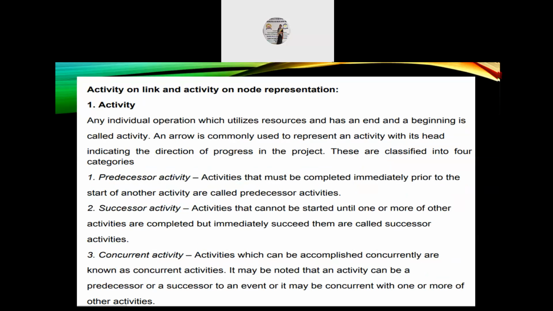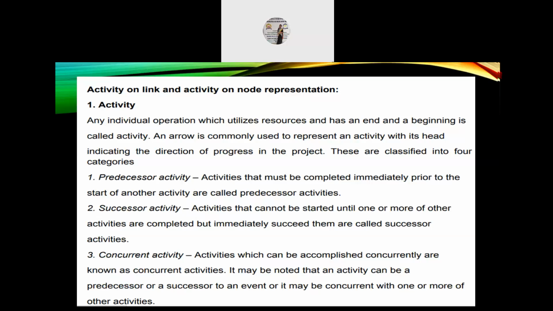Next topic, activity on link and activity on node representation. The first one, activity. An individual operation which utilizes resources and has an end and a beginning is called an activity. An arrow is commonly used to represent an activity with its head indicating the direction of progress in the project. These are classified into four categories: predecessor activity, successor activity, concurrent activity, and the fourth one is in the next slide.